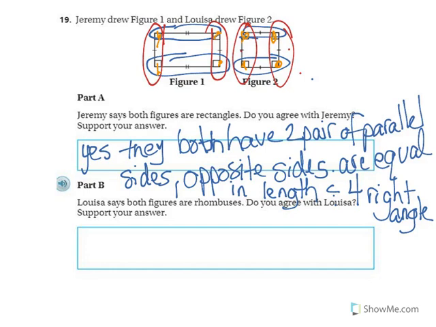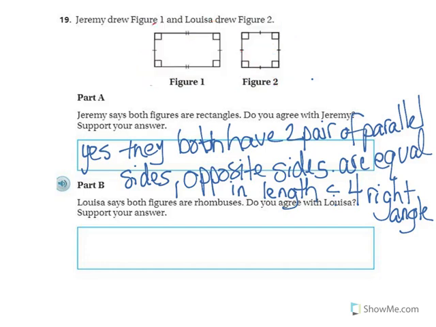Part B says, Louisa says both figures are rhombuses. Do you agree? Support your answer. Well, when we talk about a rhombus, it has 2 pair of parallel sides and 4 sides of equal length.